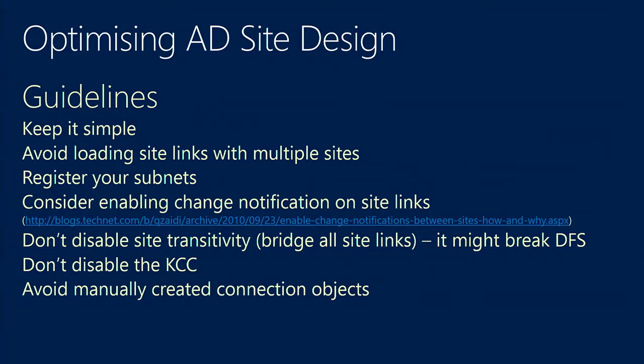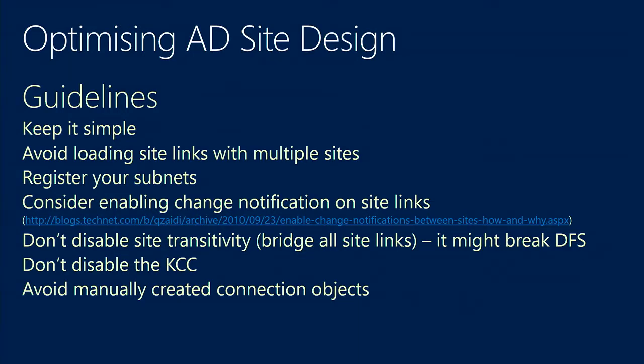We're going to talk in a bit in a demo about enabling change notification on site links. Now, there's a story way back in the days of Windows 2000 AD. Microsoft found that with some of their larger customers, the knowledge consistency checker, the KCC, working together with the inter-site topology generator, didn't scale beyond a certain number of sites. Their advice at the time was to disable site transitivity, disable the KCC, create manual connection objects, and do it that way. Then in the 2003 AD era, Microsoft said, well, our algorithm obviously doesn't work.